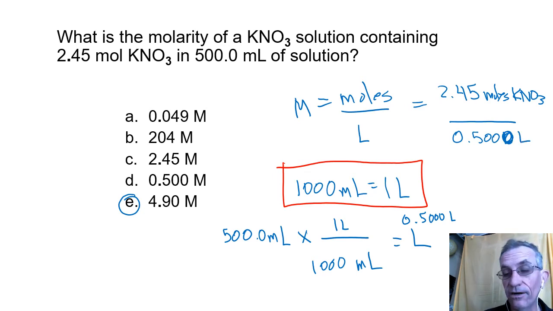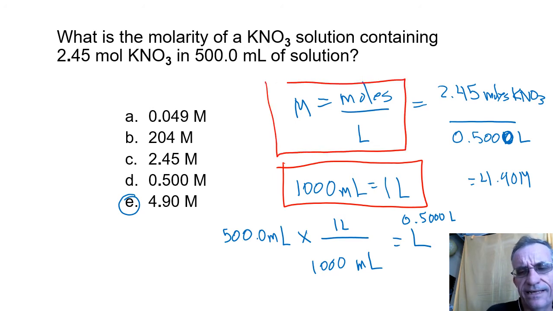So if you work it out, the right answer, yeah, if you divide 2.45 divided by 0.5 liters, it works out to be 4.9. So yeah, that should have matched up with number E. All right, so with that, we're going to move on. Now, so far we've learned this big important equation. Molarity is moles divided by liters.